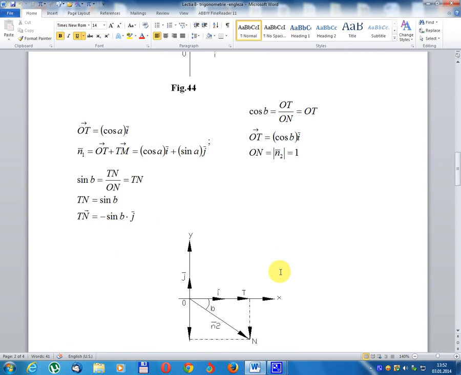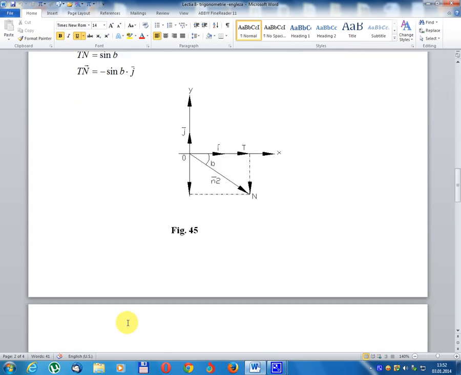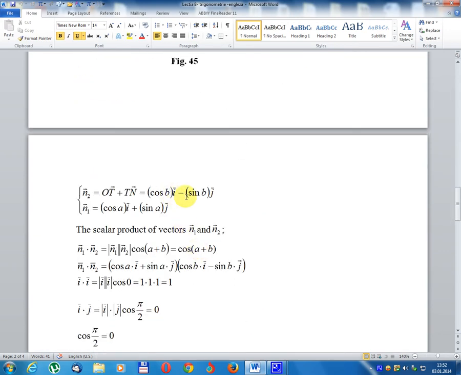In triangle OTN, cos B, cos of angle B equals OT divided by ON, where ON is the unit vector, so ON equals 1. OT equals cos B multiply unit vector I. Sin B equals TN multiply ON, ON equals 1, so TN equals sin B. TN is minus sin B times J. Vector ON equals OT plus TN vector, equal to cos B times I minus sin B times J.